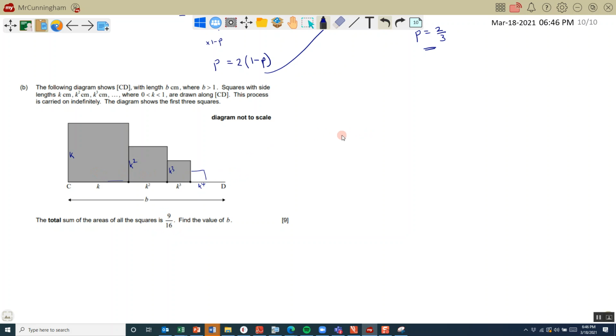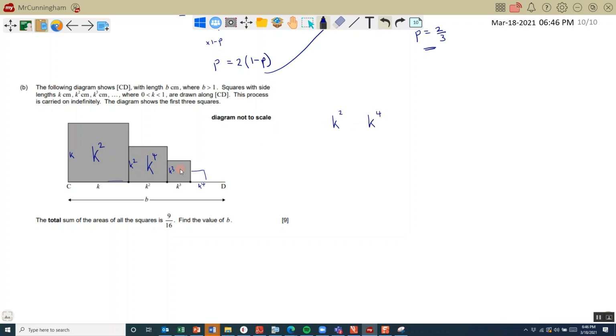So let's write down what the areas of each of these squares is. So we've got K times K is K squared. So that's the area of this square. The area of this square is K squared times K squared, which is K to the 4.